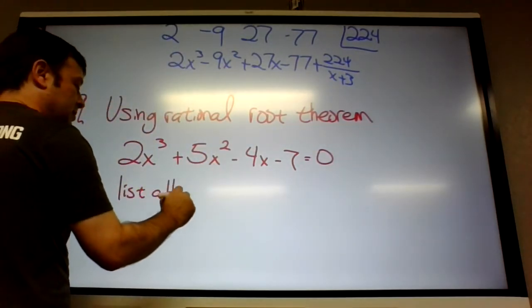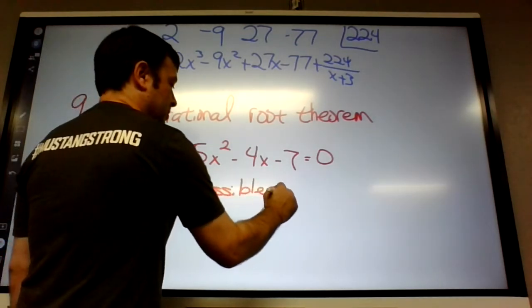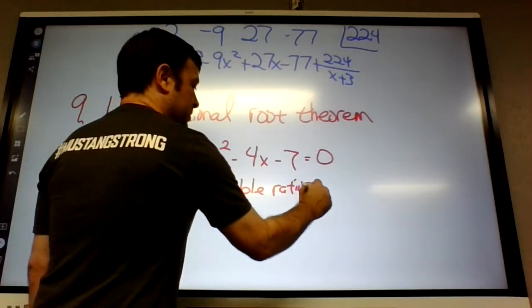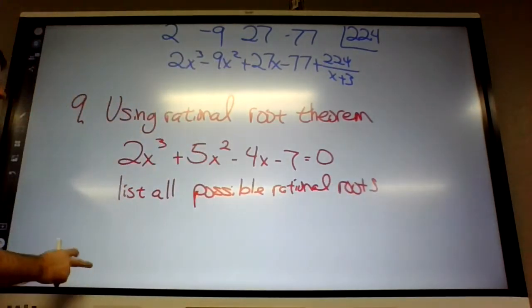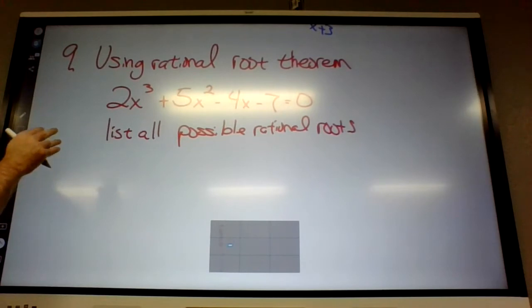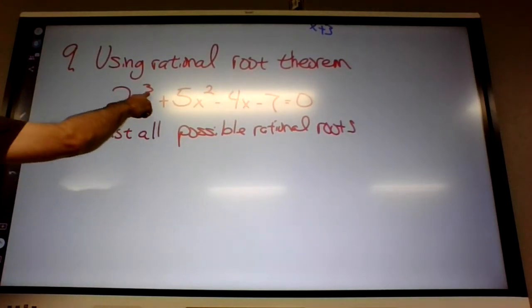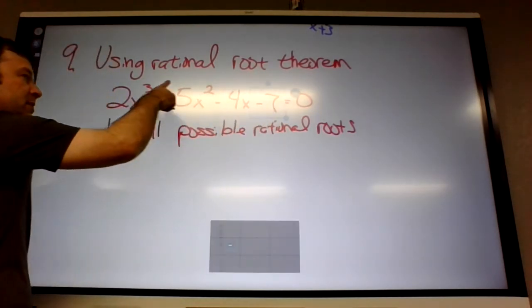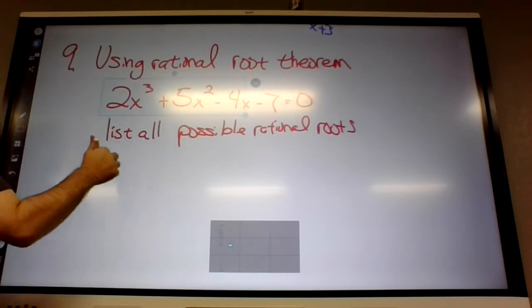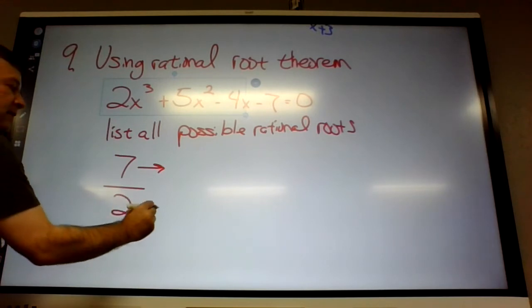List all possible rational roots. This is where we don't know what an answer is. It's not a quadratic, so we can't factor it. So we said the possible answers are factors of 7 over factors of 2.